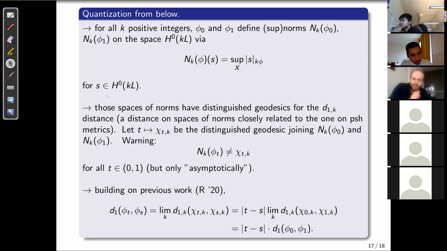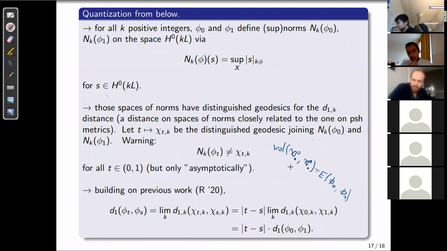Wait, let me go there. So the fact that this limit corresponds to this limit is a consequence of the fact that we can take the volume of these norms. I'm going to call psi 0 bullet and psi 1 bullet, which are meant to represent the asymptotic norms. This is equal to the energy of the matrix phi 0, phi 1.